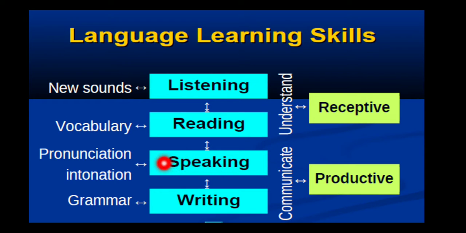When we are speaking, the skills we need are pronunciation and intonation, and of course, in all of these, grammar is also part of it. Appropriate vocabulary is to be used in speaking and writing, and appropriate grammar has to be used while speaking and writing. Vocabulary is learned when we are listening to something, and when we are reading something. And of course, this is also giving input on grammar.